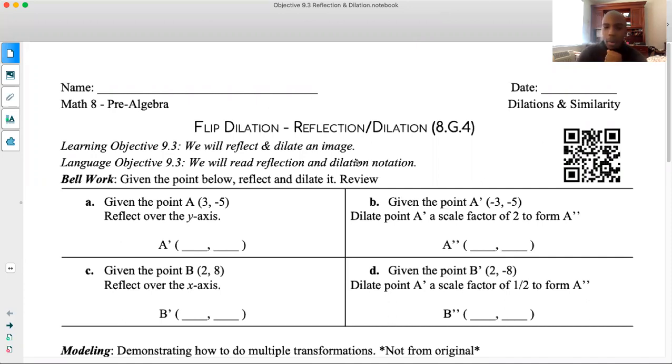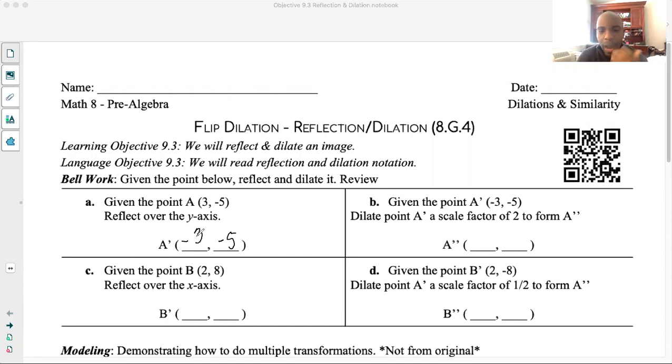So on this particular point, I'm going to rewrite the new point to look something like this: -3, -5. Now, why is that? Because y stays the same, -5. However, x changes from a +3 to a -3.